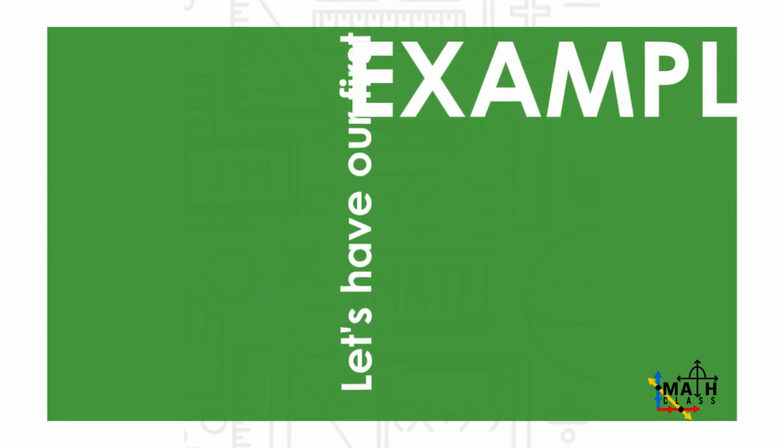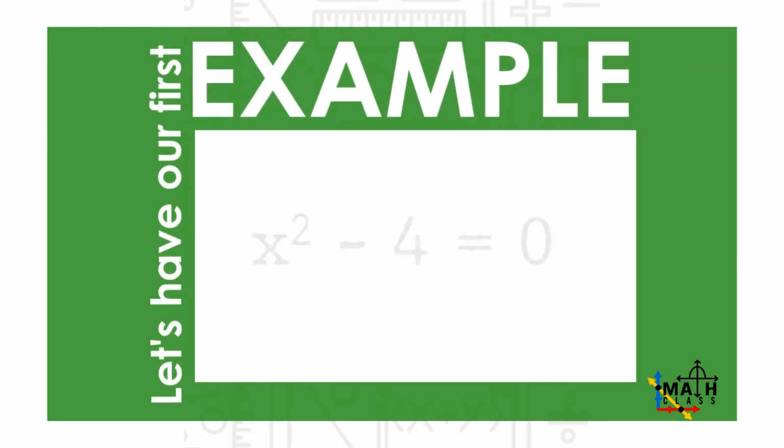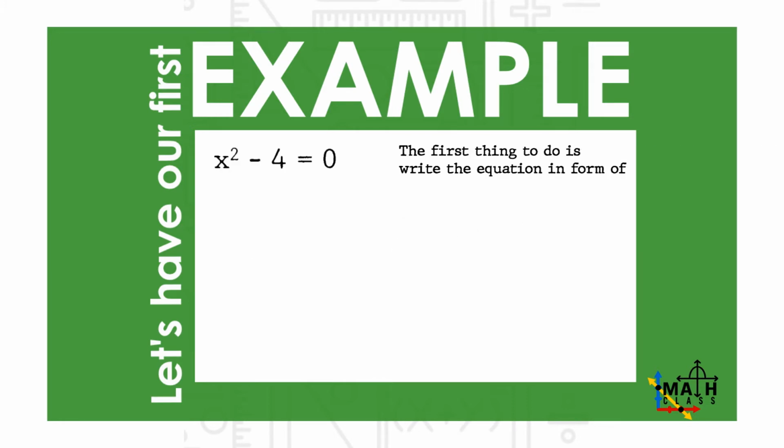Let's have our first example. x squared minus 4 equals 0. The first thing to do is to write the quadratic equation in the form x squared equals c. From the given equation, we simply add positive 4 to both sides. Then we obtain x squared is equal to positive 4.